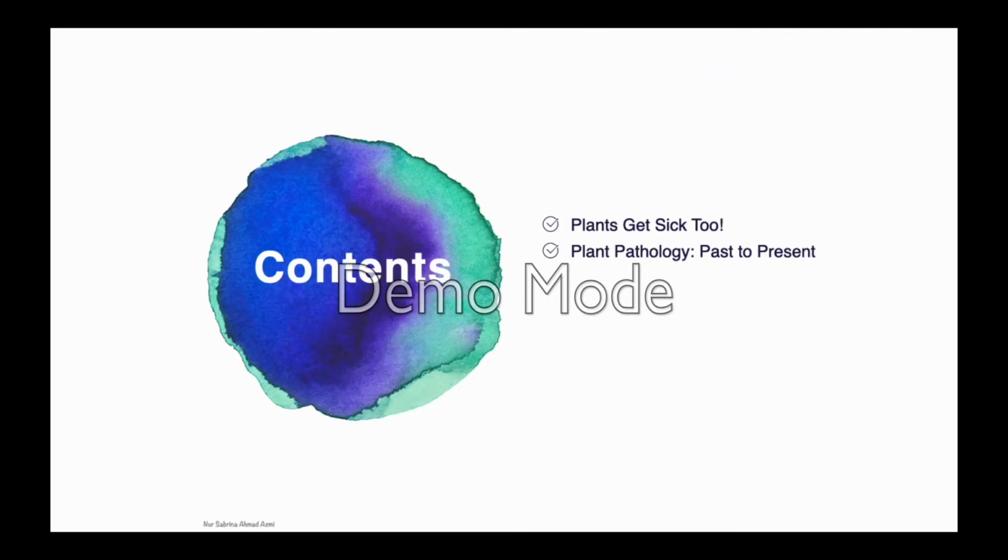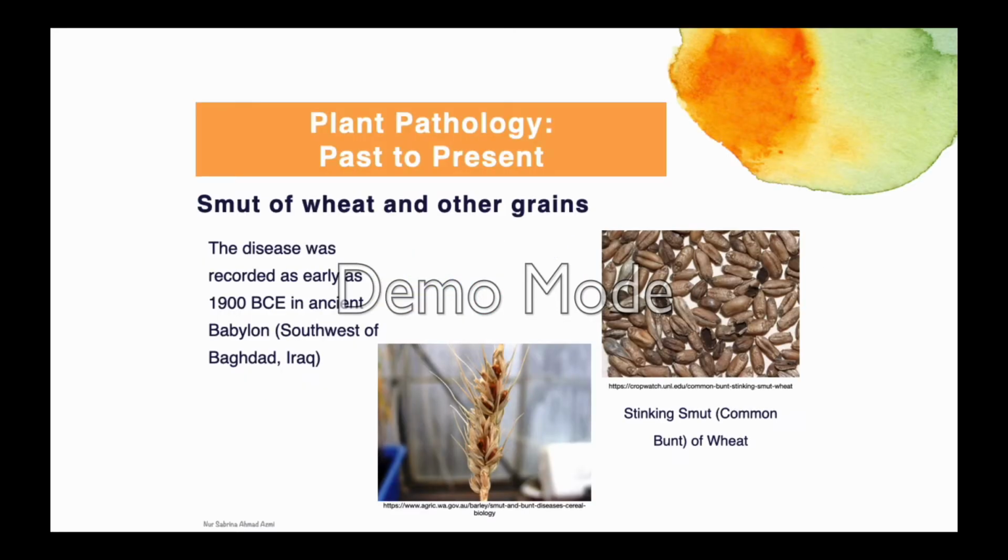So let's move on to the second part, on the history of plant disease from the past until present, and the significance of this disease to humans. First, the past disease of wheat, known as smut of wheat. And this smut not only occurs in wheat but also in other grain.